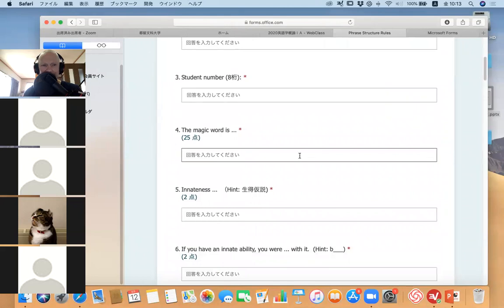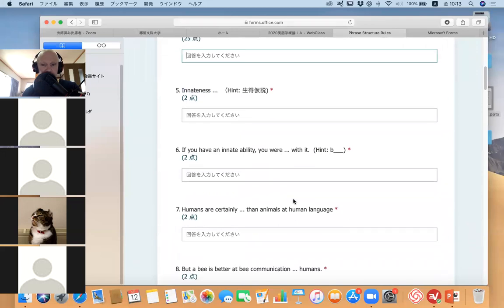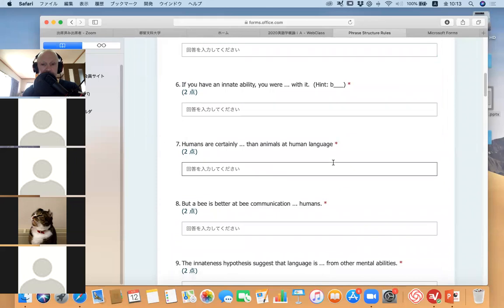The magic word is innateness, right? Don't forget, innateness. And it's given here as well to make it very, very easy, right? As long as you're in class, you know this. And you get lots of points for that. Innateness, hypothesis, and so on. If you have innate ability, you are born with it, right?